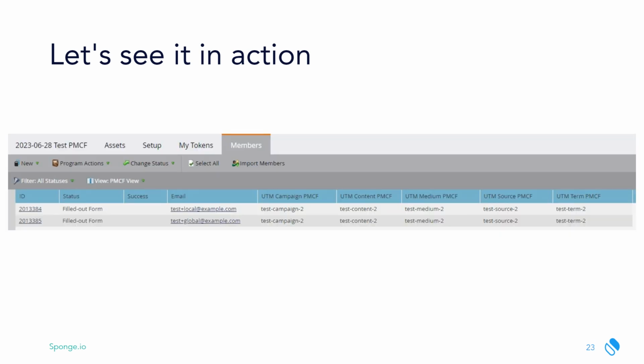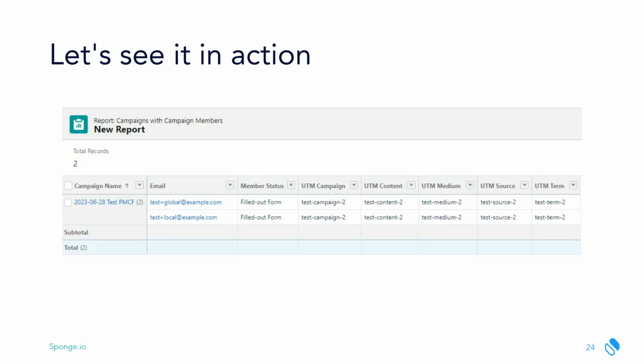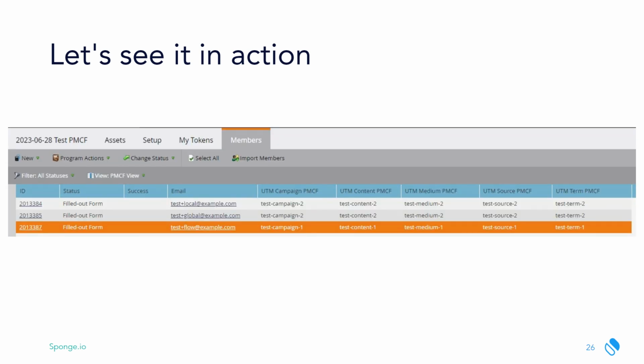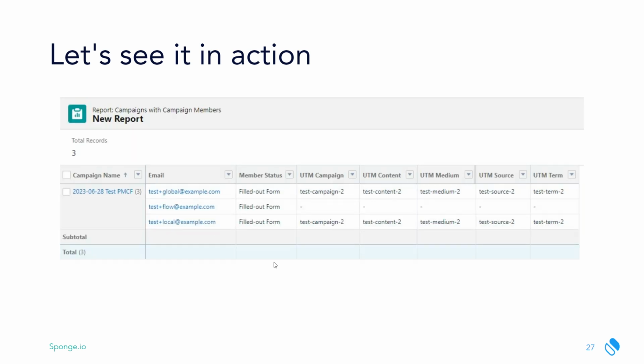And then I did another test where I filled it out a second time. Again, those values updated, great. And then I disconnected the program member custom sync, or the program campaign sync, and used a flow step to add to the campaign. So you can see that, okay, I did capture these parameters on the Marketo record, but because I'm using a flow step to add to the campaign rather than the program campaign sync, those program member custom fields do not get pushed over to Salesforce in the campaign member fields.